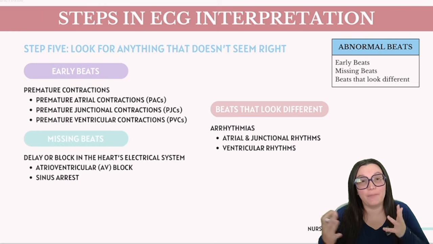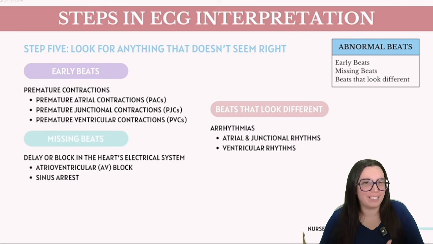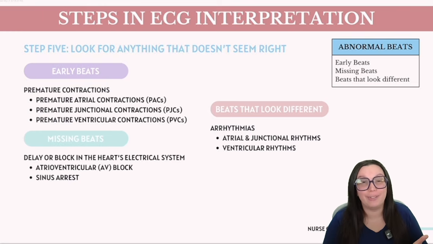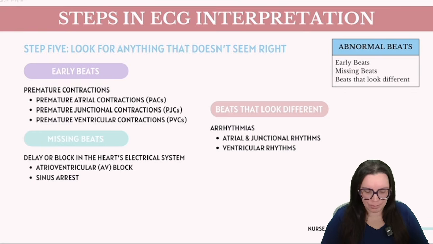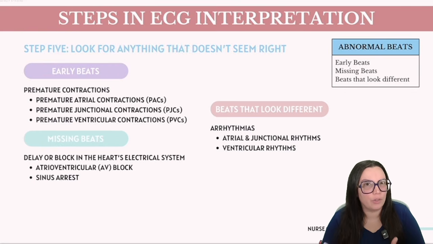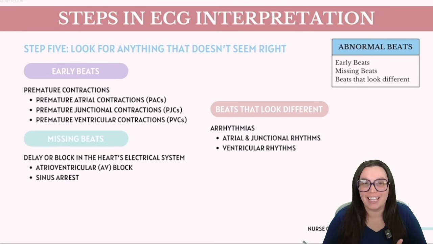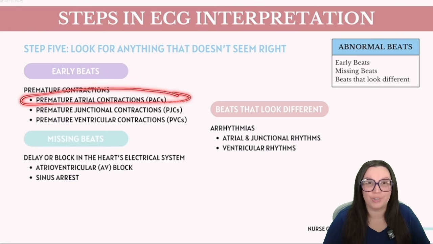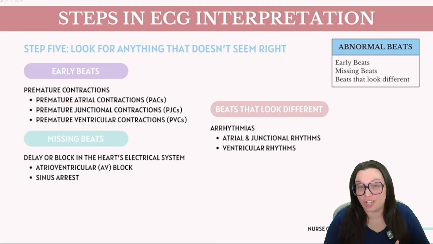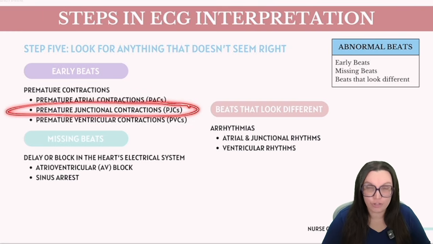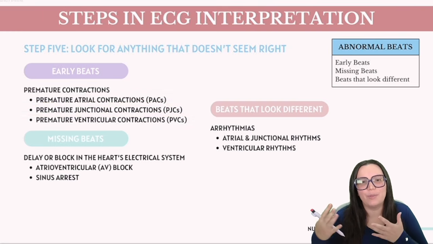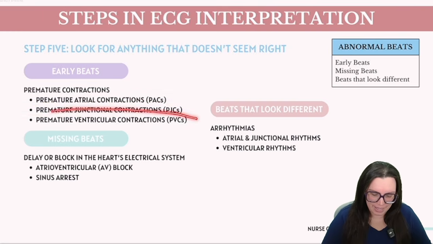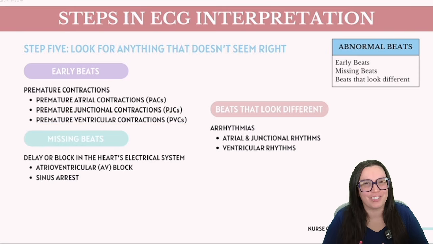Step 5 includes early beats, missing beats, or beats that just appear a little bit different from the rest. So anytime we're looking at early beats, we're most likely looking at premature contractions. They can originate from the atria, meaning that they are a premature atrial contraction. They can come from the junction, meaning that they're a premature junctional contraction, or they can originate from the ventricles, meaning they would be a premature ventricular contraction.